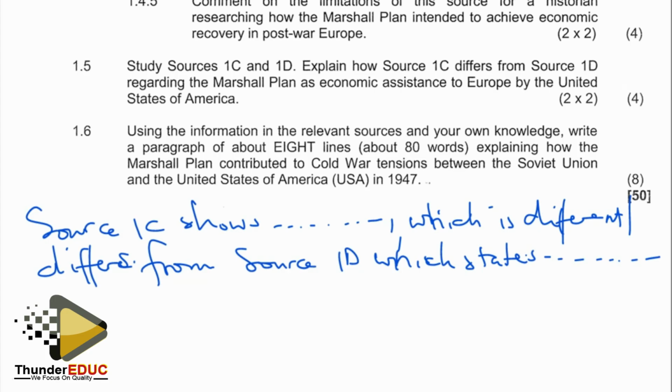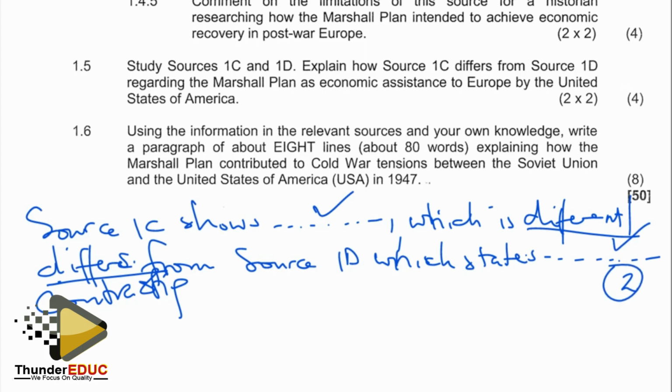You do not need to use expressions like this source on its own, you explain, then source 1D, you explain. Like you figure out what is in source 1C, you figure something what is in source 1D without showing that you are giving a difference, or you are showing a differentiation, or you are contrasting the two sources. You should show and identify an element in source 1C which is different from what is portrayed in source 1D. This is 2 marks. You do not end here because this is a 2 by 2 question.